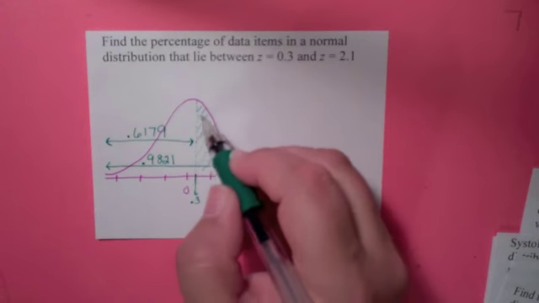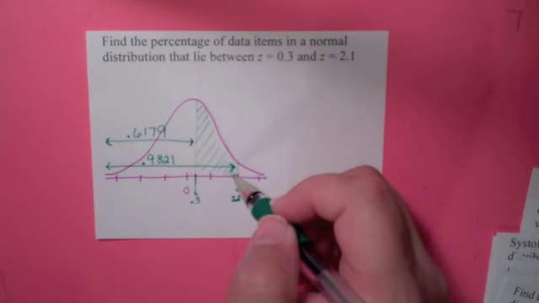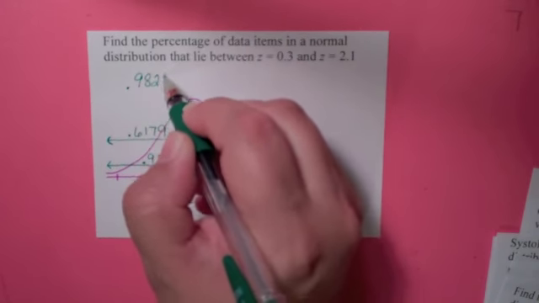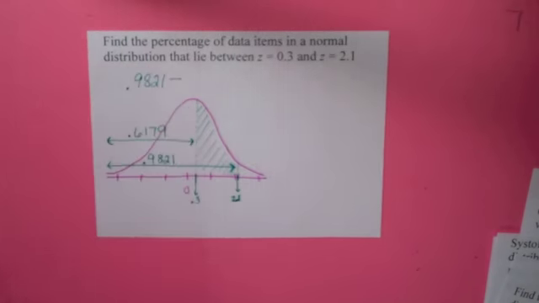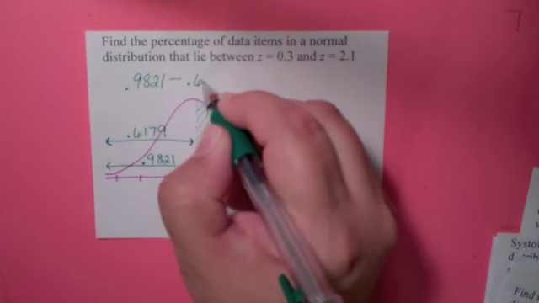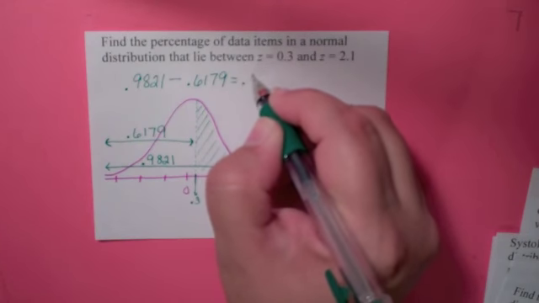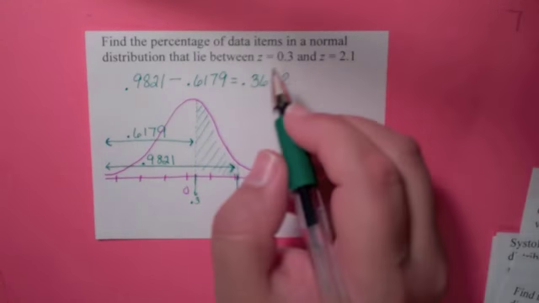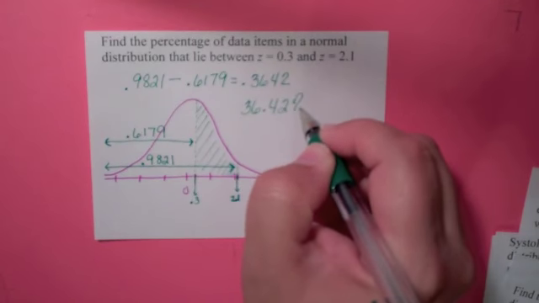Okay, so how do I get just this part? Well, hopefully you can see that we're going to subtract 0.9821 minus this piece, which is 0.6179, and we get 0.3642, and since they want it in percent, that's 36.42%.